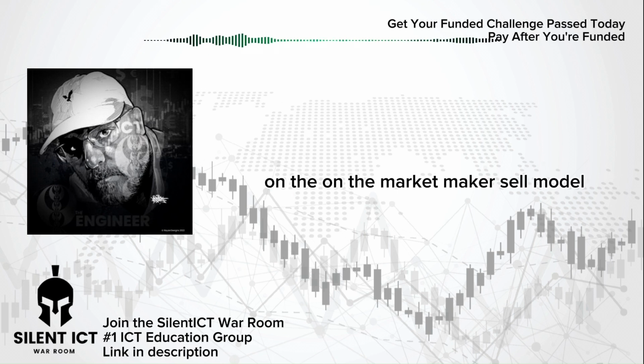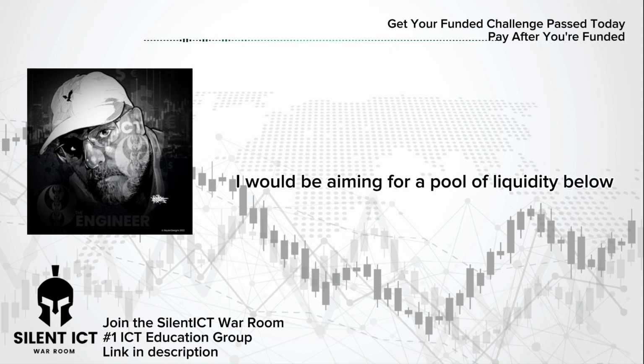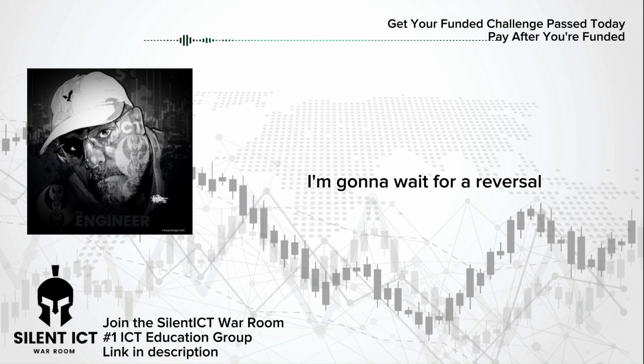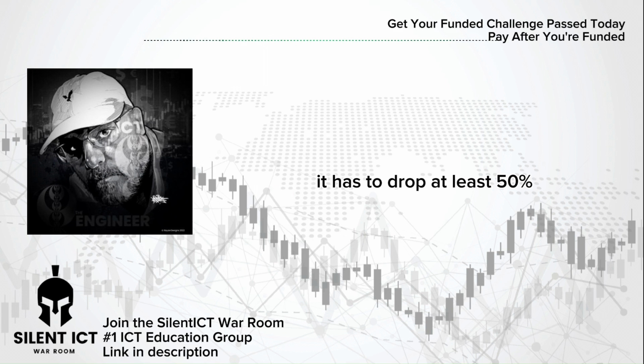On a market maker sell model, I would be aiming for a pool of liquidity below the original consolidation. So there's sell side down here. I'm going to wait for a reversal, and I'm going to wait for it to sell off and create another opportunity to sell off. But at least pierce 50% from the smart money reversal down to the sell side liquidity. It has to drop at least 50%.